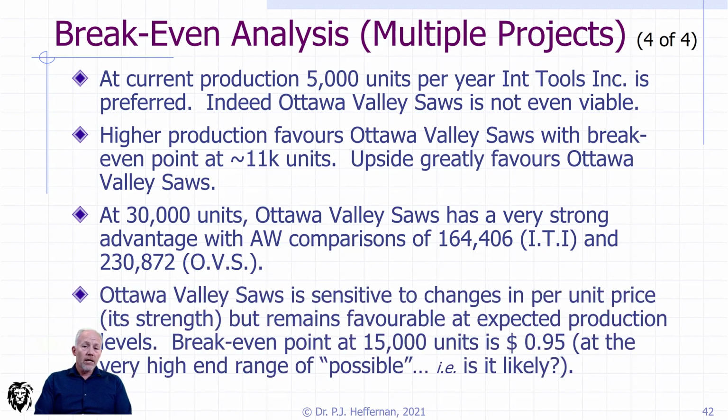So the Ottawa Valley Saws, as we saw, is sensitive to changes in its per unit price, which is its strength, but remains favorable at expected production levels. The break-even point at 15,000 units is 95 cents, and this is at the very high range of possible. And I would posit, how likely is it that we're going to get there? That will come back up when we talk about the strengths and weaknesses of the break-even analysis.